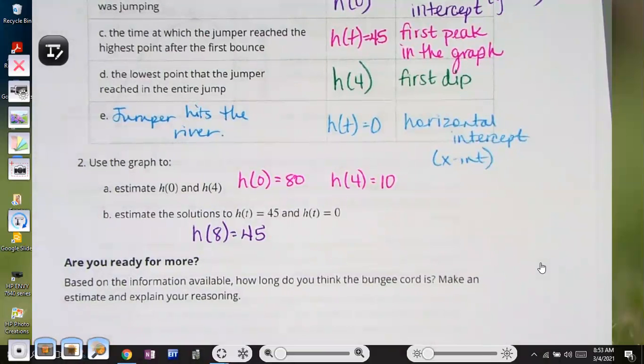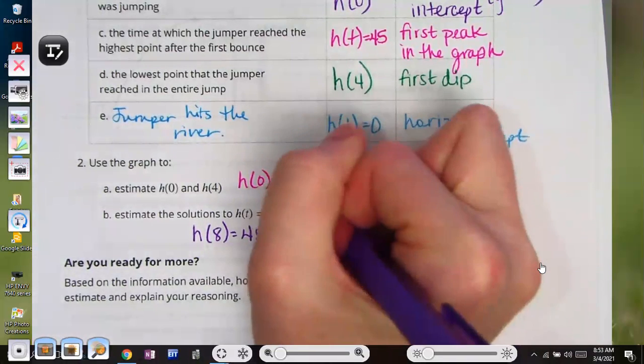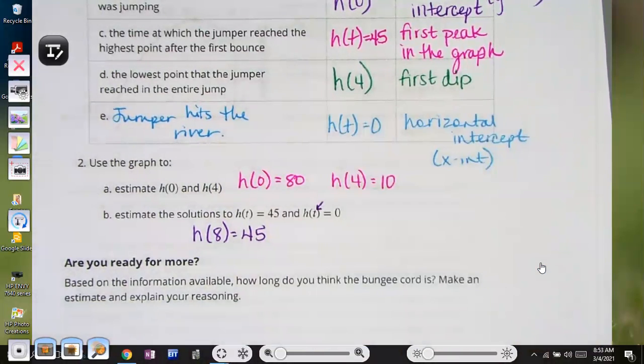All right. Last one. H of t equals 0. It wants to know how much time has passed when that bungee jumper hits the river. Would it be 0? Is there ever a time, according to our graph, where the person hit the river? No, we can't see it.